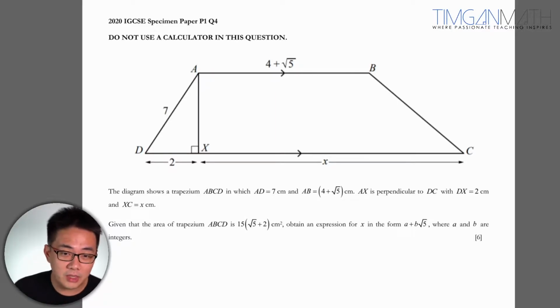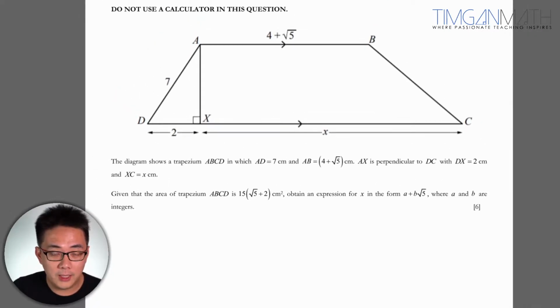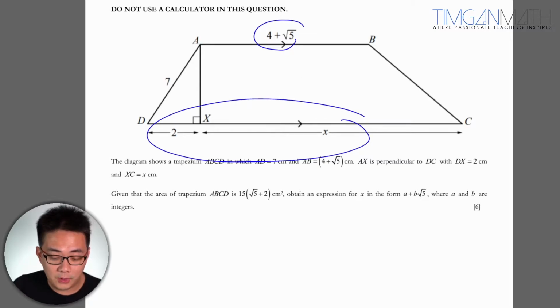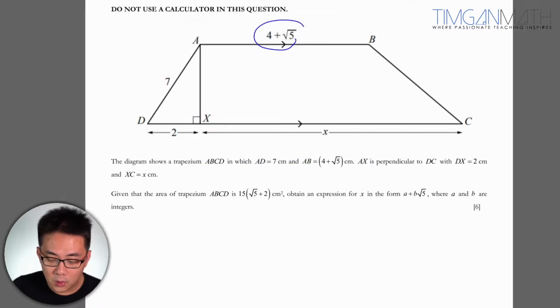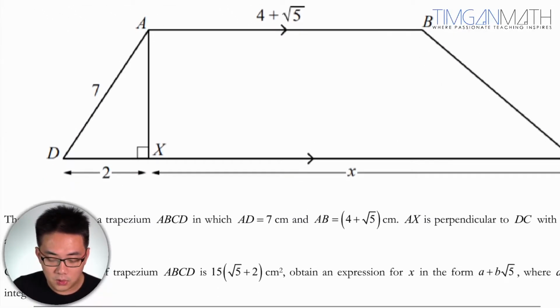Given the area of trapezium ABCD is 15 root 5 plus 2, obtain the expression for x in the form a plus b root 5, where a and b are integers. Okay, great. For the area of a trapezium, we need to know the formula: the top plus bottom, divided by 2, times the perpendicular height. The perpendicular height is not given, so we find AX first.